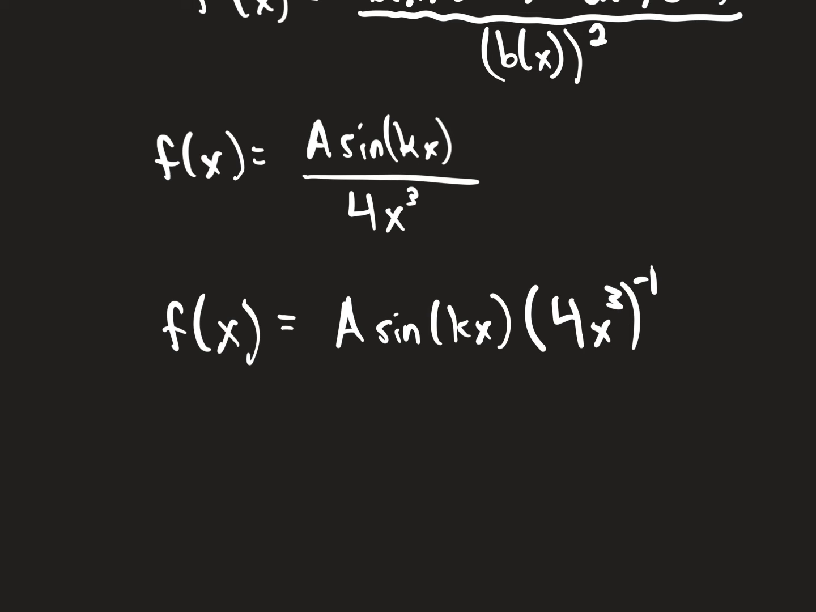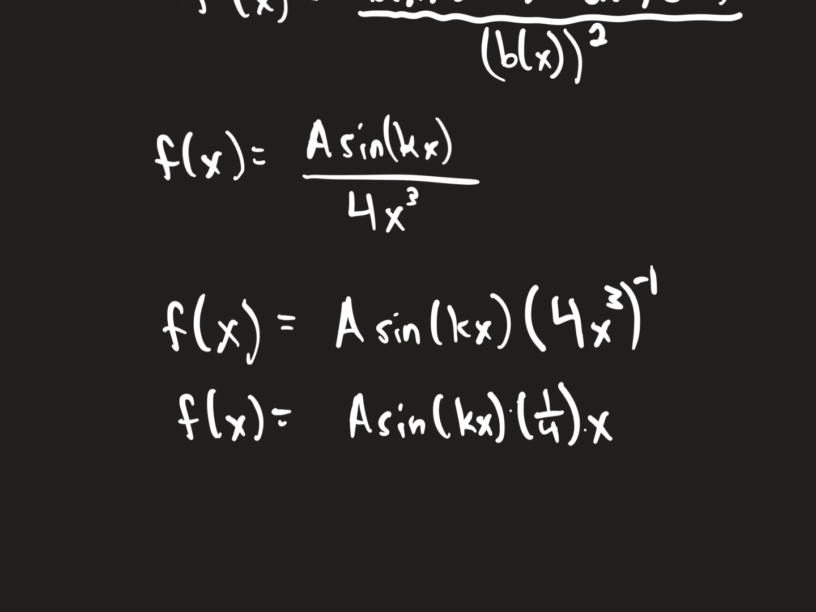Yes? You need to make sure that the 4 is to the -1 as well. So you do 1/4 x to the. So I can work with it from here. So a times sine of kx. Let's get that exponent brought in. 4 to the -1 is 1/4. So we'd have a 1/4 here. And then this would be x to the -3.